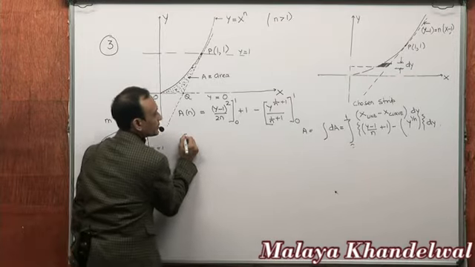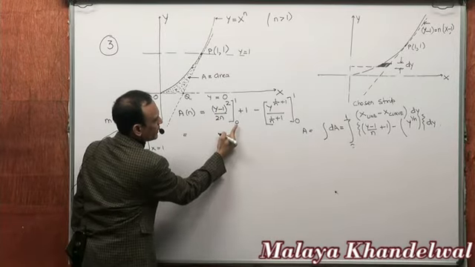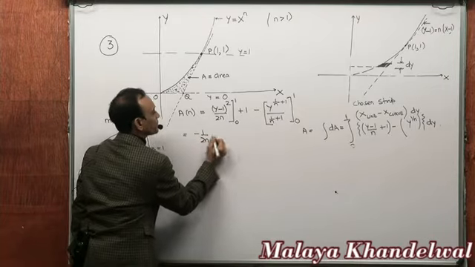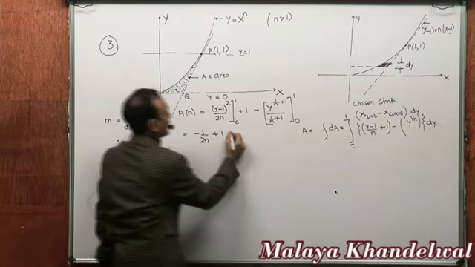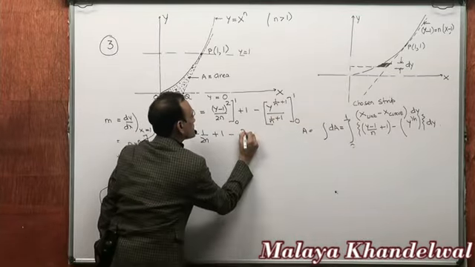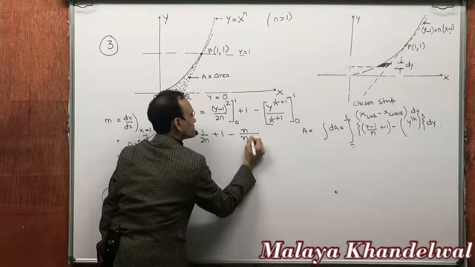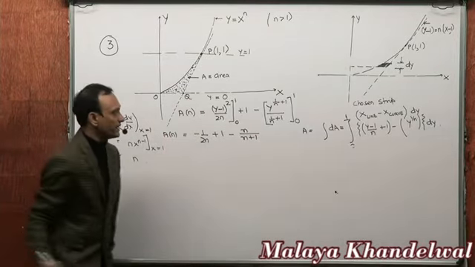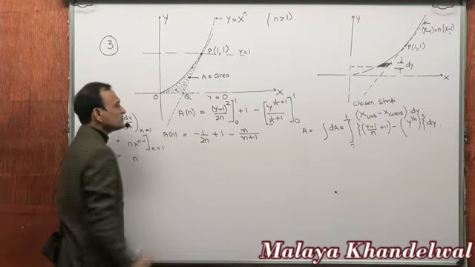What does it turn out to be? When y is 1, it's 0. When y is 0, it's 1. So this will become minus 1 by 2n plus 1. And this is going to become, at y equal to 1, 1 minus 0. So that's like n by n plus 1. That's area as a function of n.